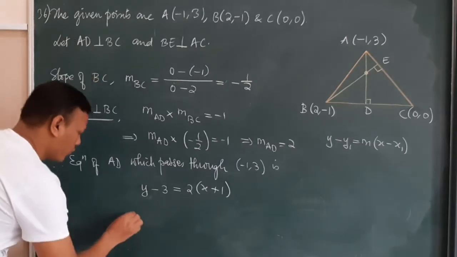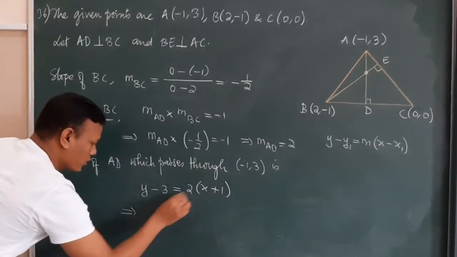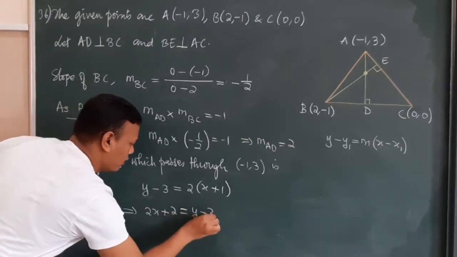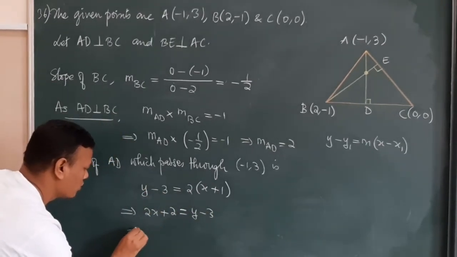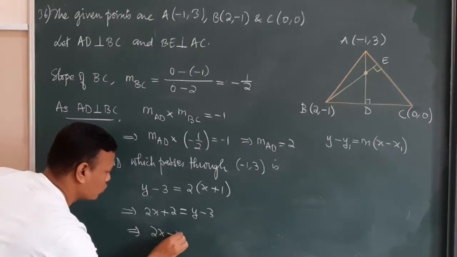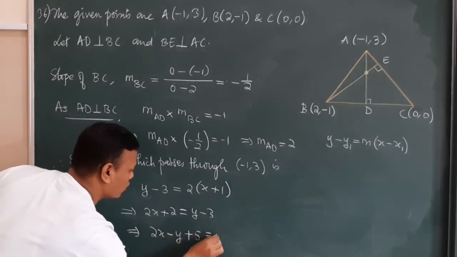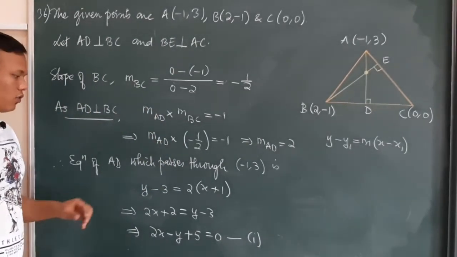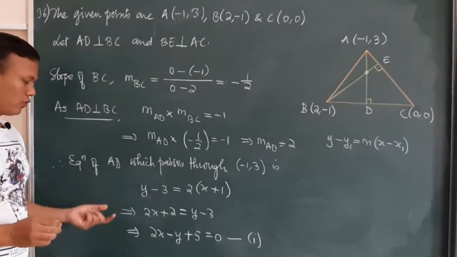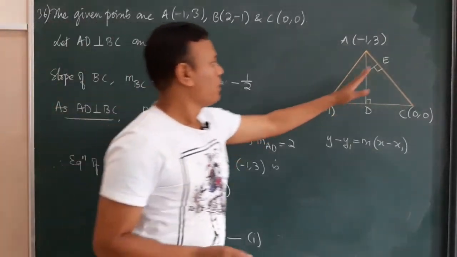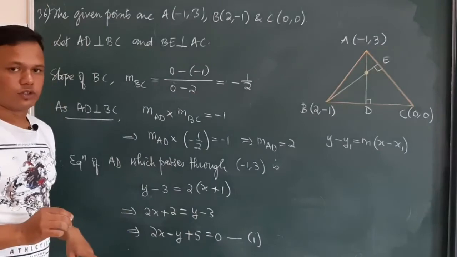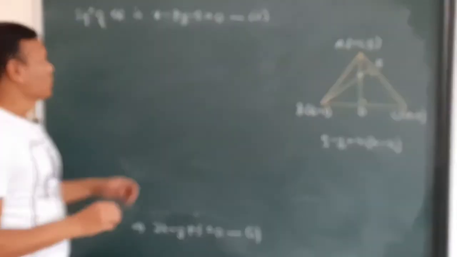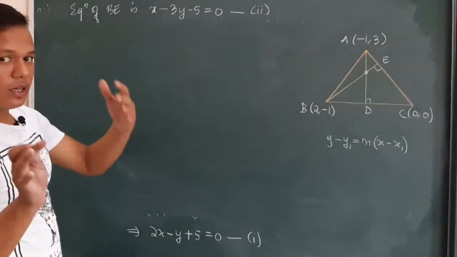Let us write this in general form. We have 2x plus 2 equals y minus 3. Getting everything to one side, the general equation becomes 2x minus y plus 5 equals 0, and let me call this equation 1. Similarly I expect you to find the equation of BE as well and call that equation 2. Pause the video to note it down. The equation of BE, as I said, you have to work out by yourself.